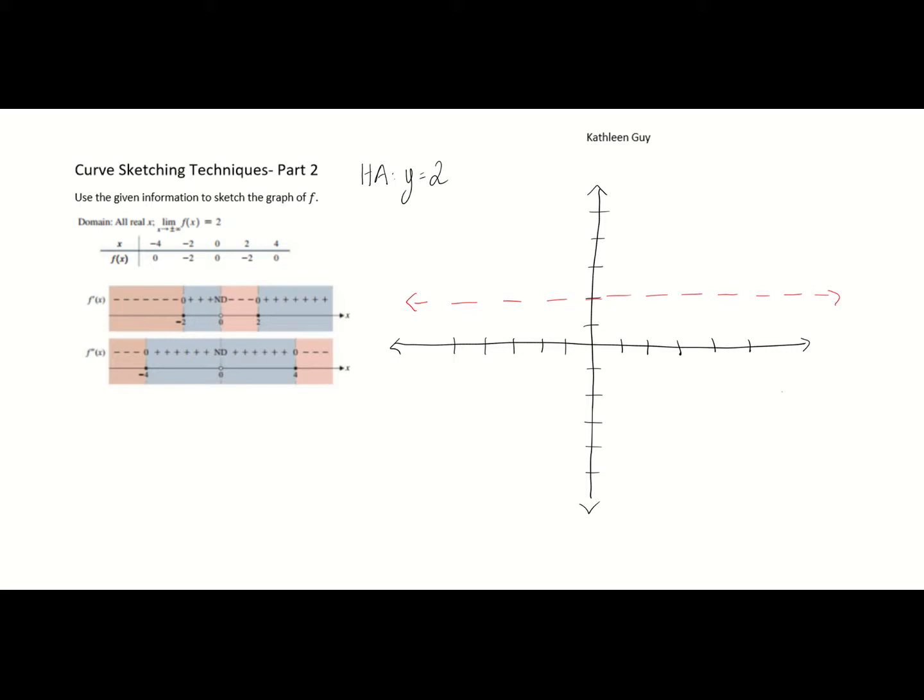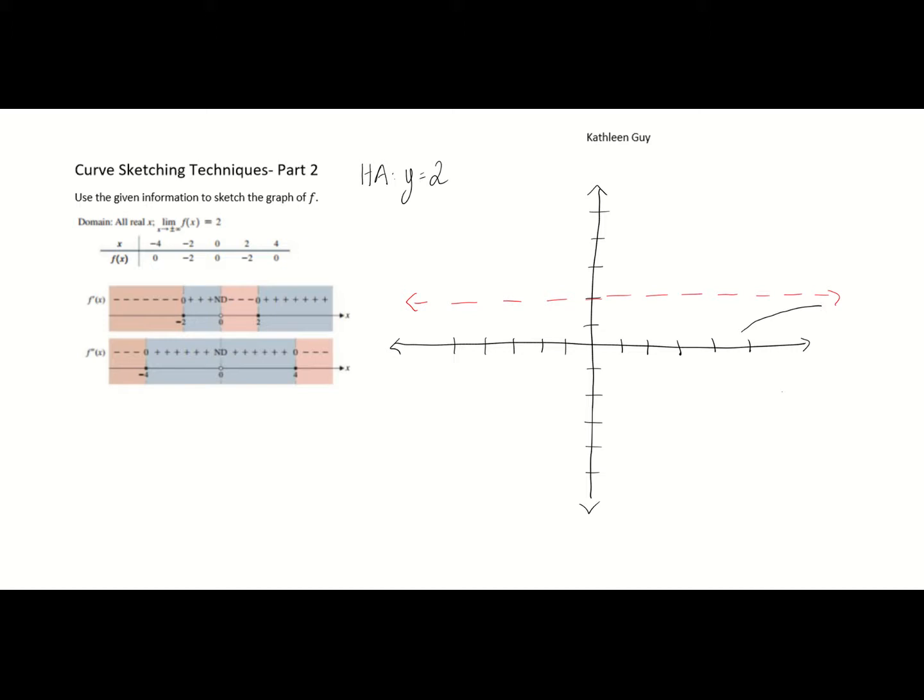And I know that as x goes to negative or positive infinity, my y's are going to get closer to 2. So for example, it's going to come up from the bottom like this, or it's going to come up from the top. And I'm not exactly sure which one it's going to be yet, and the other information will tell that to me. Let's erase that for now, and let's plot the points.